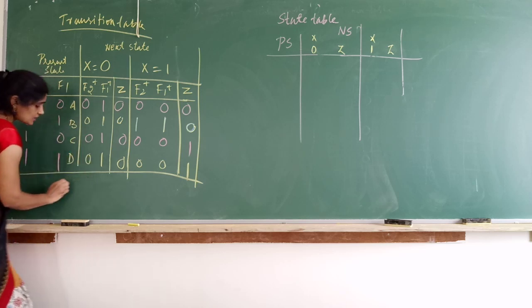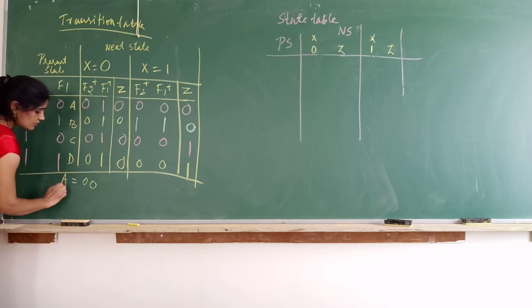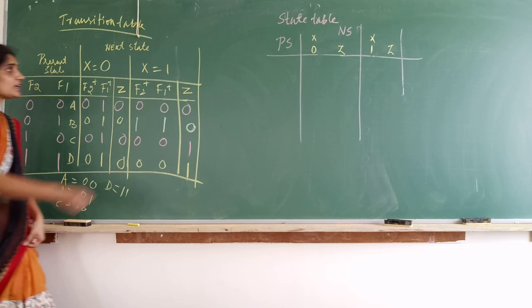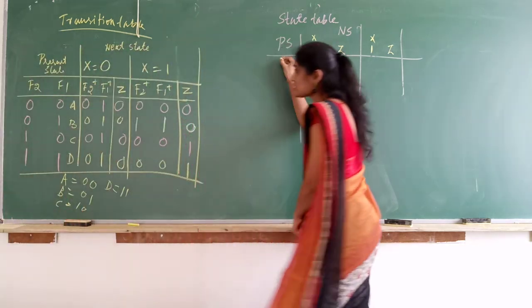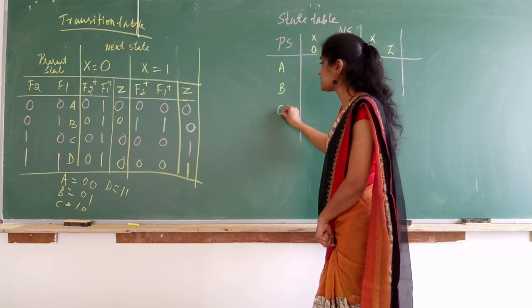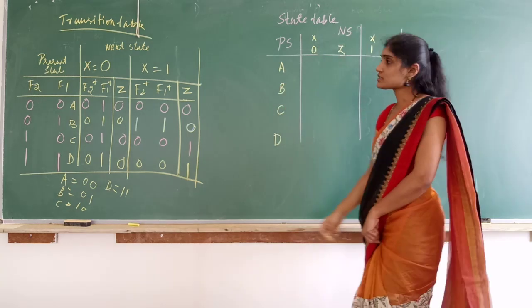So I am calling this state A. What is state A here? State A is 0, 0. State B is 0, 1. State C is 1, 0. And state D is 1, 1. That's all. So now in the present state, 0, 0 is A, 0, 1 is B, 1, 0 is C, 1, 1 is D. That's all.